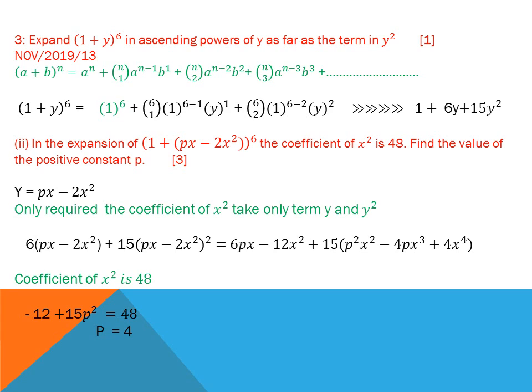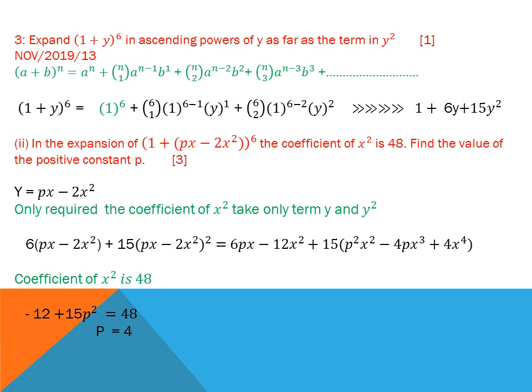In part 2, in the expansion of (1 plus px minus 2x square) whole power 6, the coefficient of x square is 48. Find the value of the positive constant p. If you focus on this equation, y is replaced, because in part 1 it was 1 plus y power 6. But here 1 is as it is and y is replaced by px minus 2x square. We only put the value px minus 2x square in the previous equation to find the x square term.